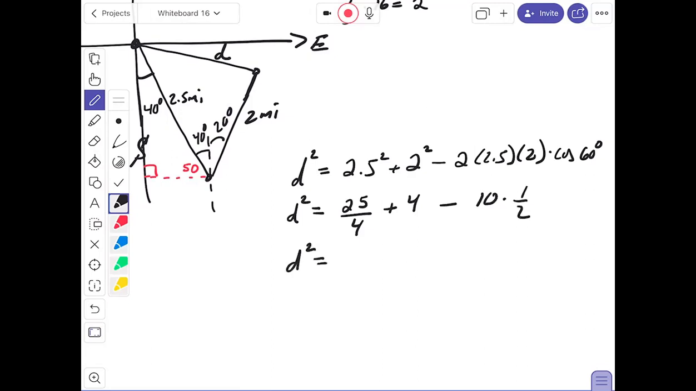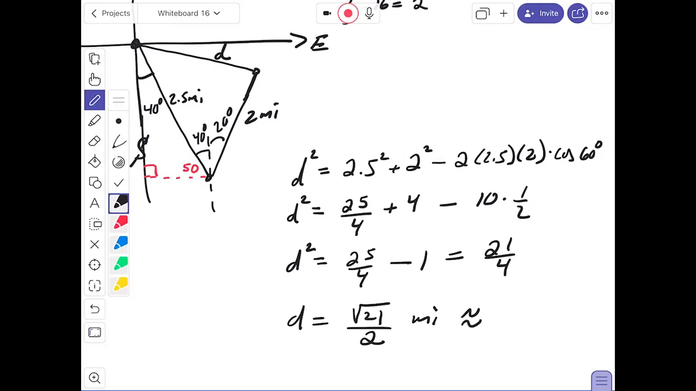Yes, you're expected to do arithmetic if you can. Looking at it, it's 25 quarters. And then what do you get over there? 4 minus 5 is minus 1, right? And when you get there, you get 25 quarters minus 4 quarters, 21 quarters. What's d? Square root of 21 quarters, which is the square root of 21 over 2. What's the unit on this? Miles. I want to approximate it using a computer.